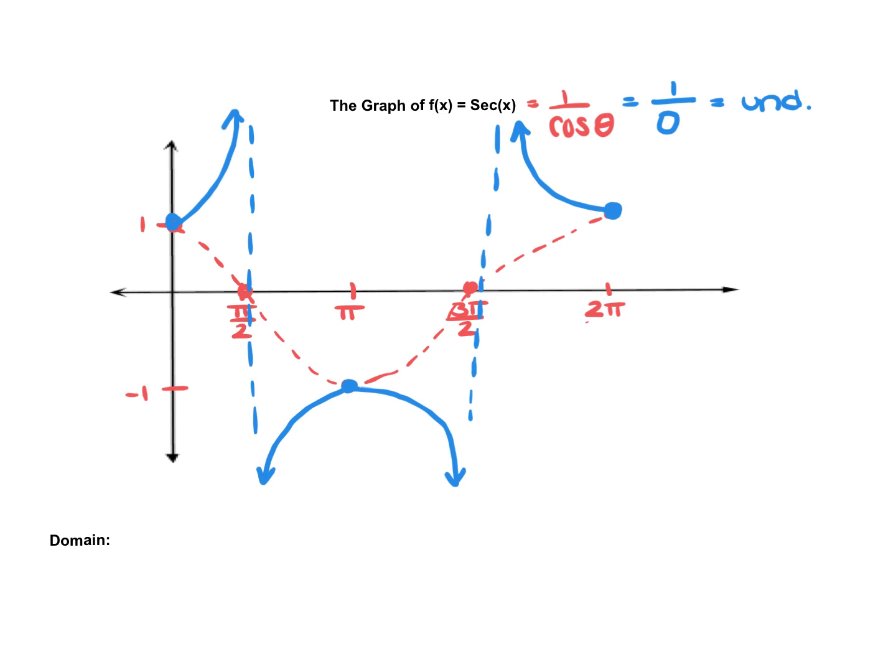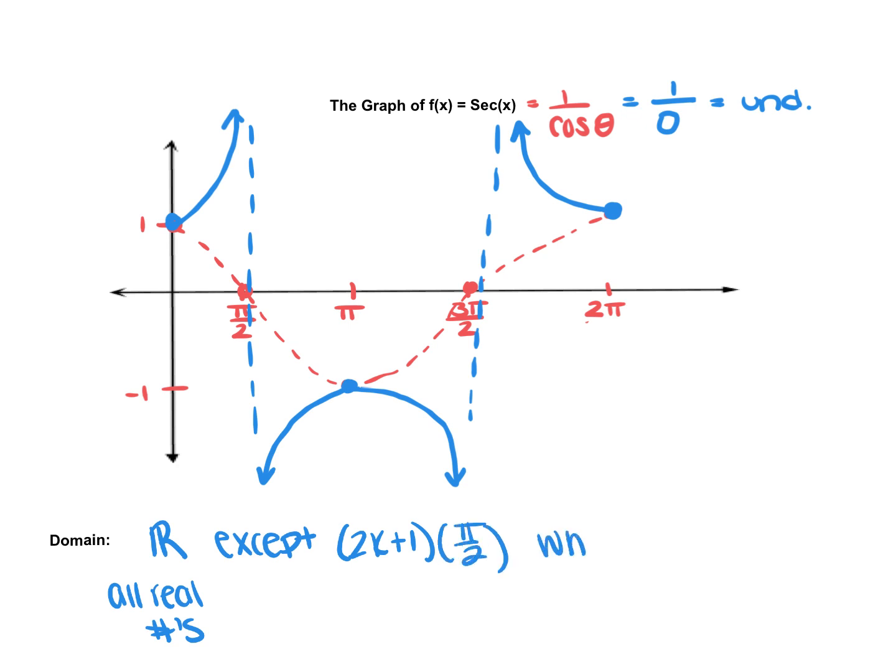All right, so the domain for this one is a little bit harder to write. So I'm actually just going to write it out first and then explain it. So the domain here, we would say, is all real numbers. This is the symbol that we can use for all real numbers. And we can say all real numbers except 2k plus 1 times pi over 2, where k is an integer.